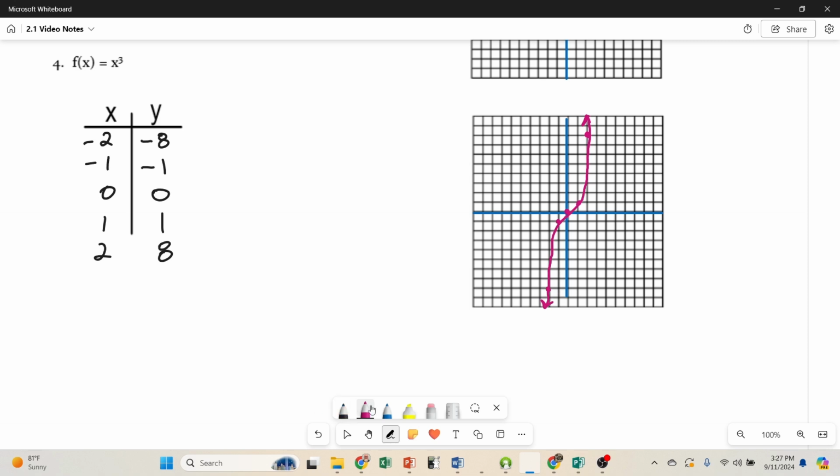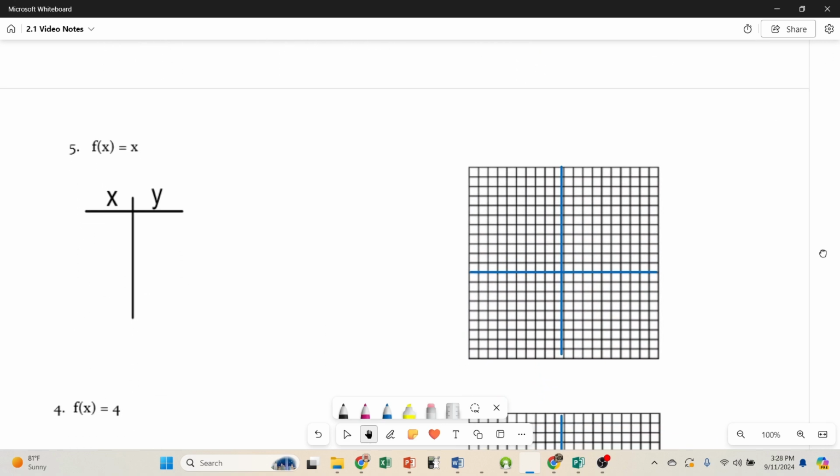Okay, and this is a parent function. This is called the cubic function. It's like a cube: something multiplied by itself 3 times. So you'll see it crosses over and then moves up. Cubic functions operate this way. They cross over, and they have this very specific type of shape.